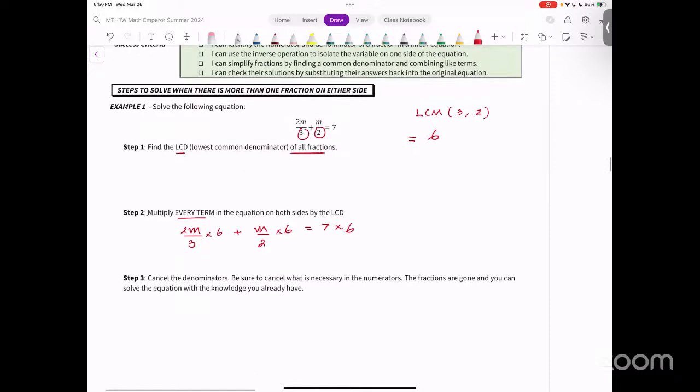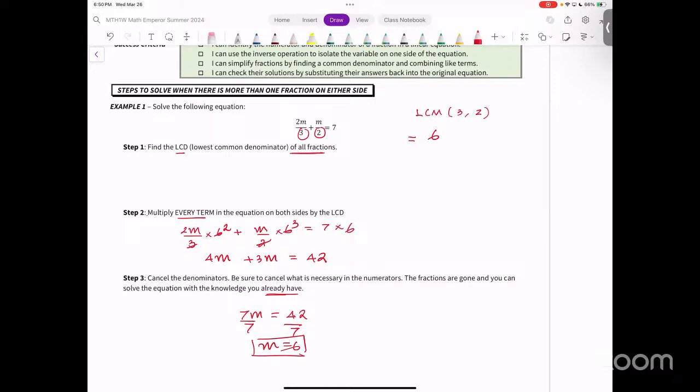When we do that, 6 divided by 3 is 2. So you got 4m. 3m is equal to 42. Cancel the denominators. You can see that I cancelled the denominators. Be sure to cancel when it's necessary in the numerators. The fractions are gone, and you can solve the equation by what you know: 3m plus 7m is equal to 42. Piece of cake, grade 7 math at this point. m is equal to 6. Are you guys following that?